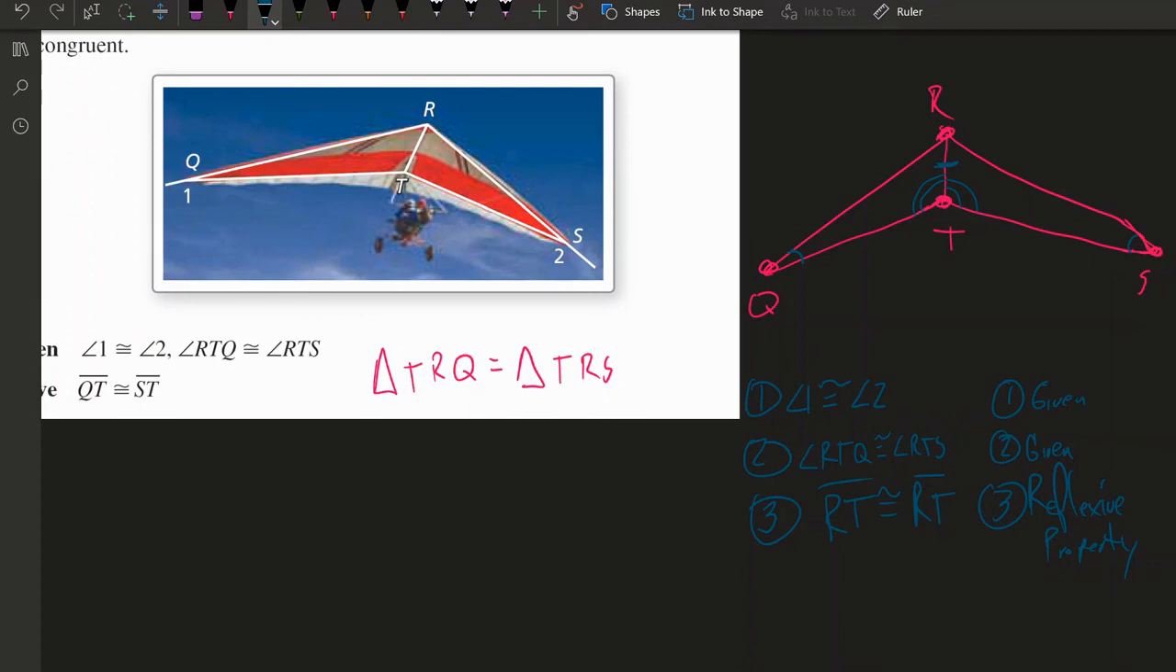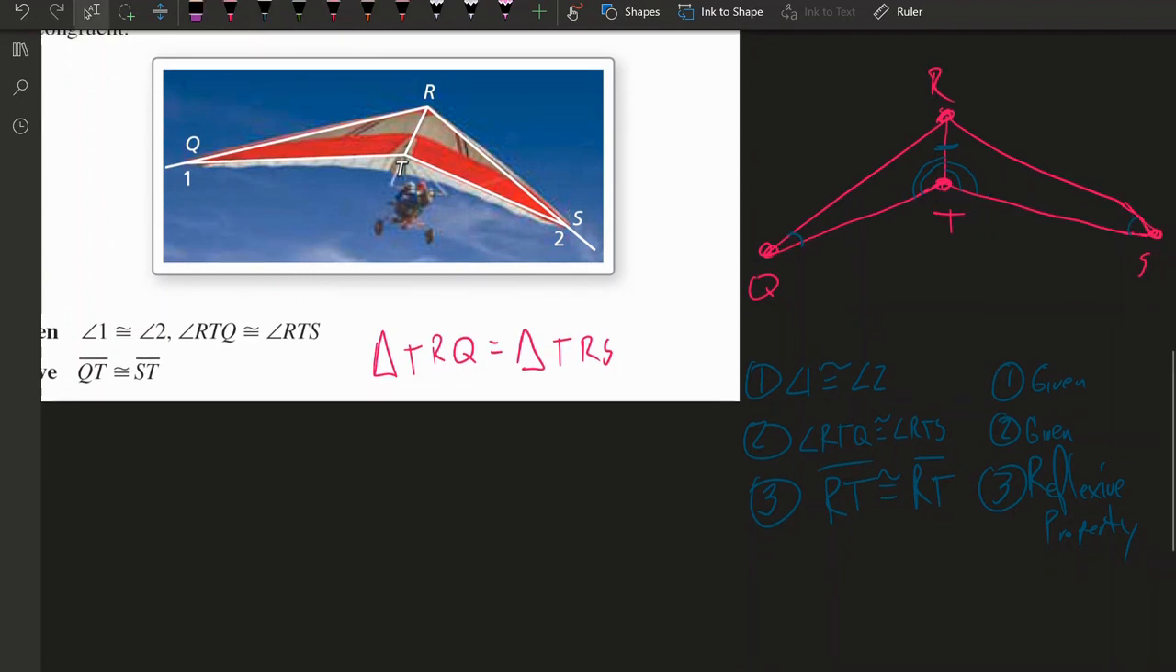Now, looking at what I have here, I have angle, angle, and then side. So angle, angle, side is used to show that triangles are congruent. I can say triangle TRQ is congruent to triangle TRS. The reason for that is because of the angle, angle, side congruence theorem.